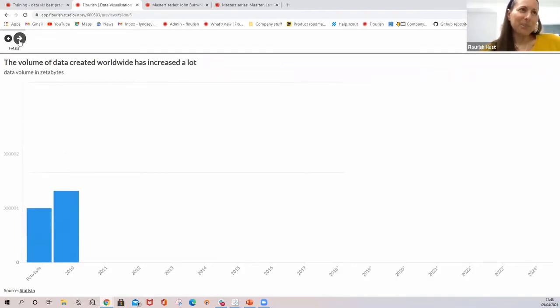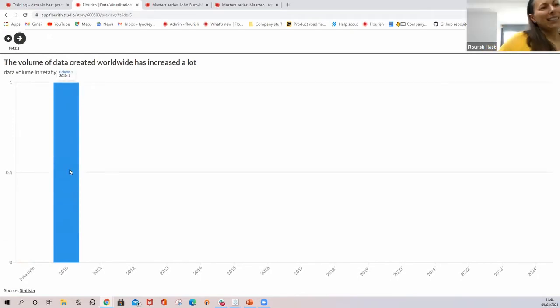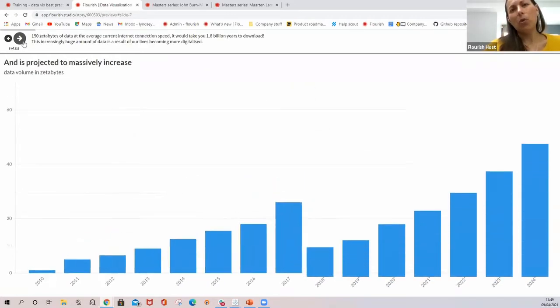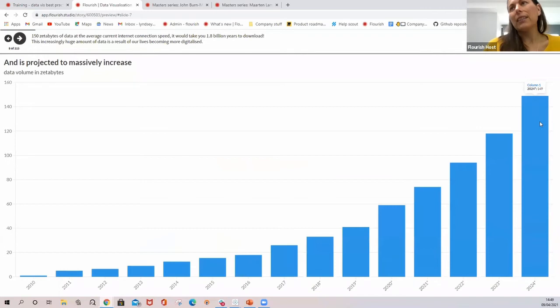So in 2010, we were creating 1 zettabyte of data. So this is how much bigger this is than a petabyte. And since 2010, this is how data has been growing. So we're at about 26 zettabytes of data created in the world. And this is how it's forecast to grow in the future. So in the next 3 to 4 years, it's going to double to 150 zettabytes of data. So this is just to give you an idea of the increasingly huge amounts of data being generated from our more digitalized lives.